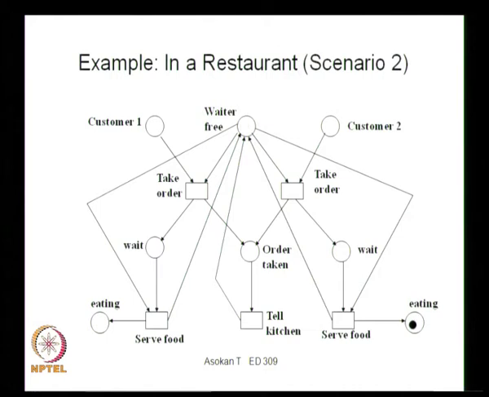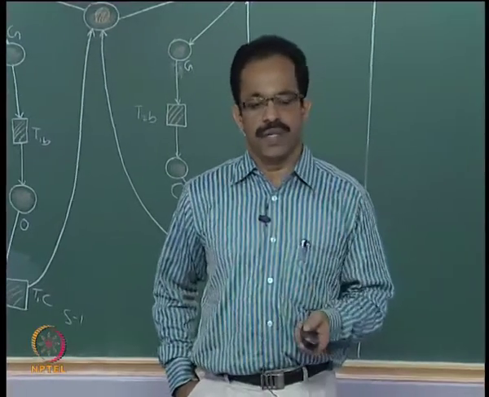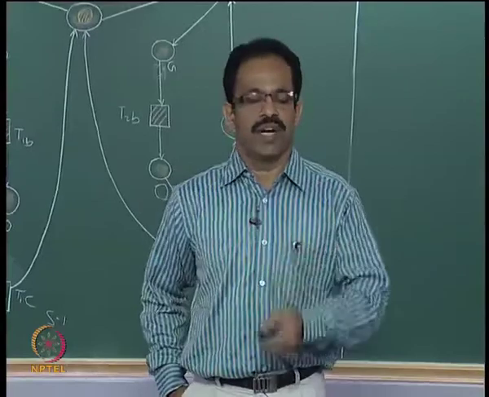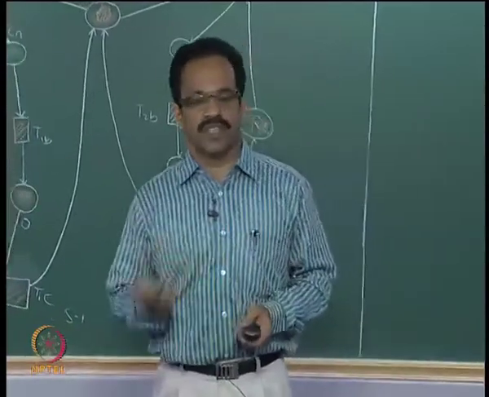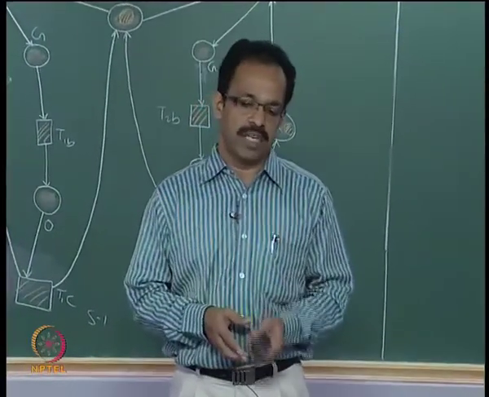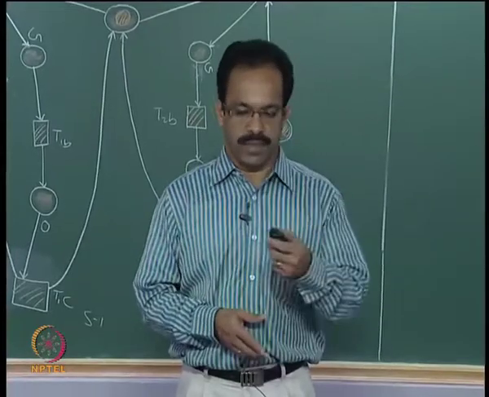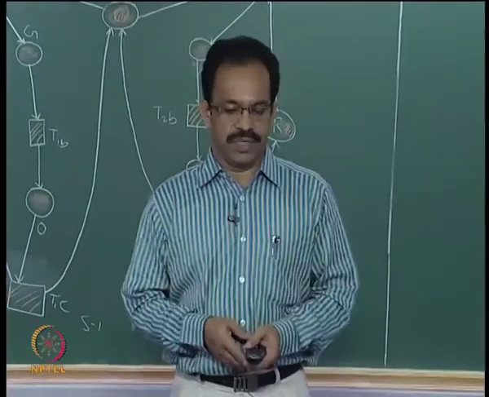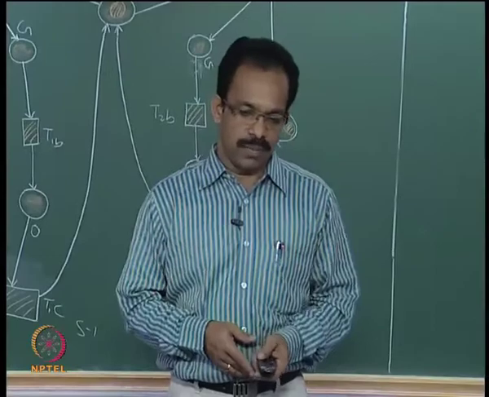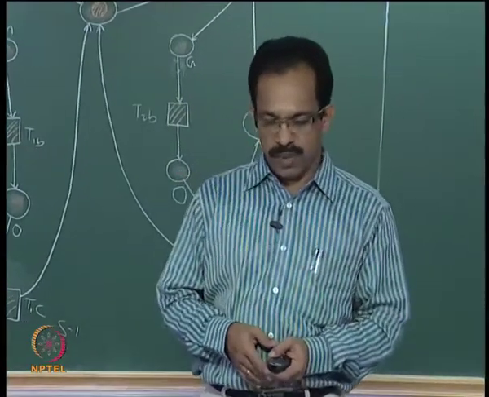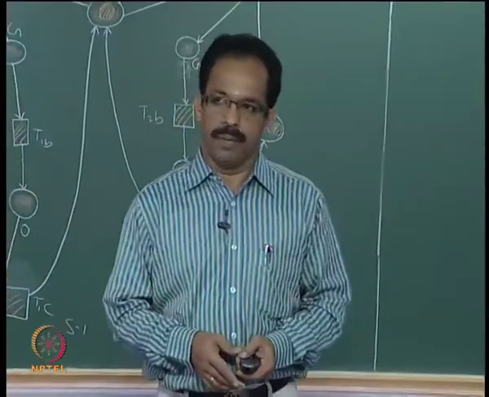So this is how you represent the scenario. Any scenario can be shown this way. We can show what kind of concurrency is needed and what kind of synchronizations are needed, and that can be represented using this kind of Petri net. That was one example, and there are a few more examples which show the complexity of the Petri net.